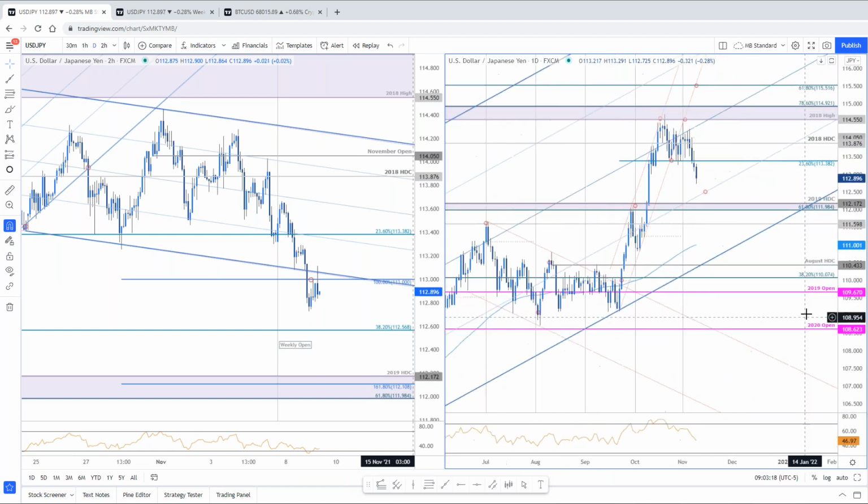Questions on dollar yen? Again, I'll be looking at this with great interest as we head into those inflation numbers tomorrow for the US.